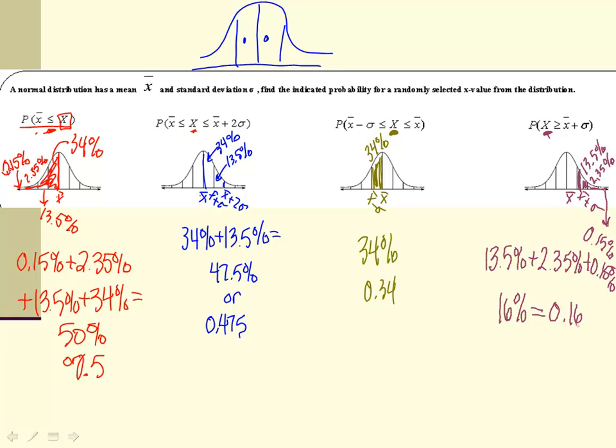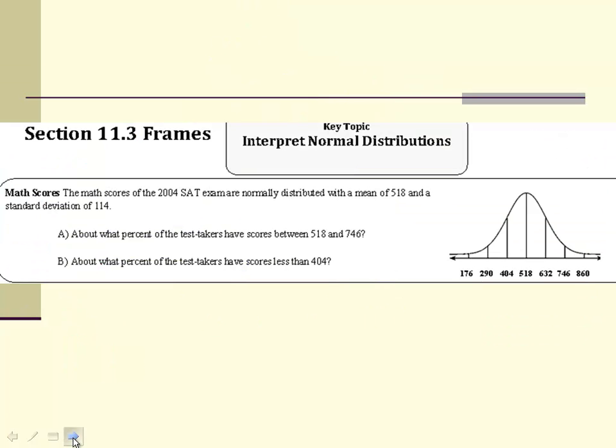Okay, let's flip over our frame and look at the next side. So on this side, we're just going to interpret normal distributions. So we're still using the same thing. This problem says math scores. The math scores of the 2004 SAT exam are normally distributed with a mean of 518. So notice right here, right in the middle, there's our mean. You will sometimes have to construct these tables, and whenever a word problem gives you the mean, you put it right in the middle. A standard deviation of 114.